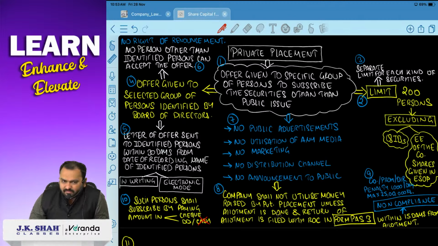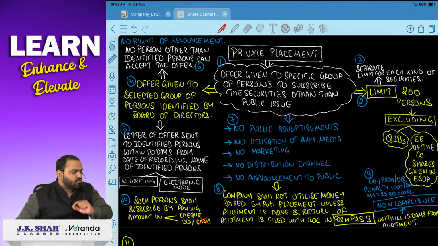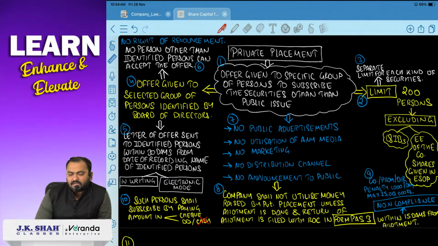But in private placement, see, a public issue can be done only by public listed companies. So what about the other companies? Other companies can also raise capital. Yes, other companies can raise capital by way of private placement. As you know, public issue means the offer is made to the general public, doors are open for everybody. But what is private placement? See, follow the points and your topic will be done. This is an offer given to a specific group of persons.